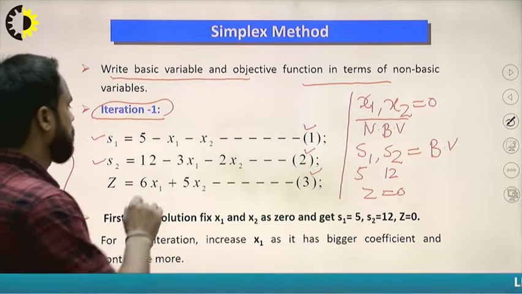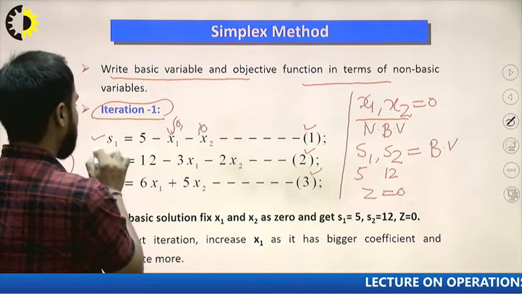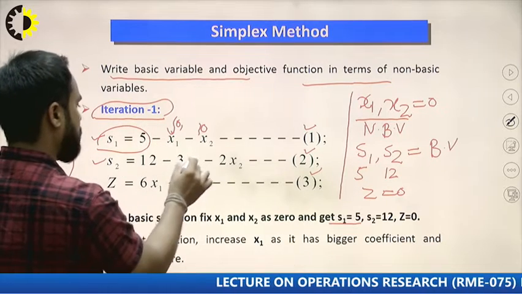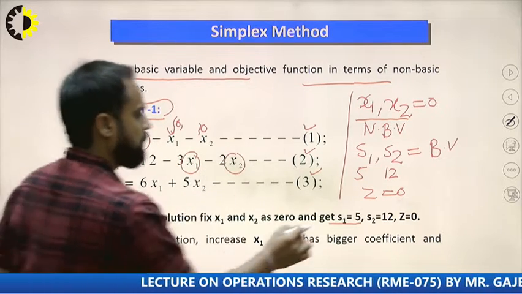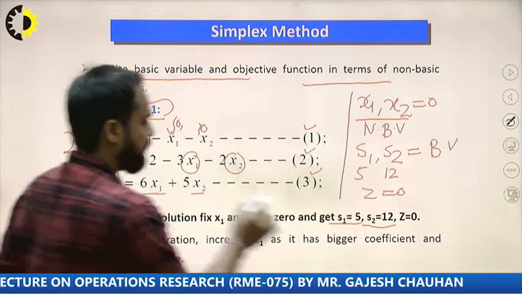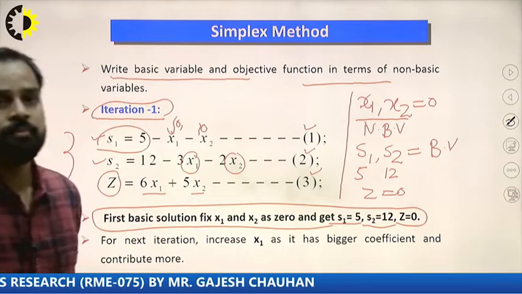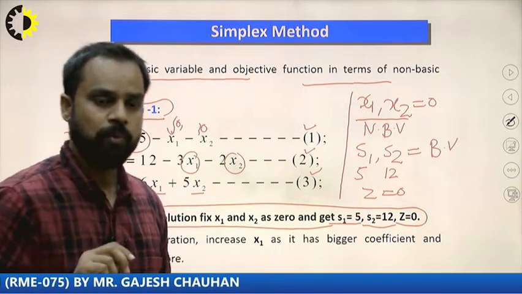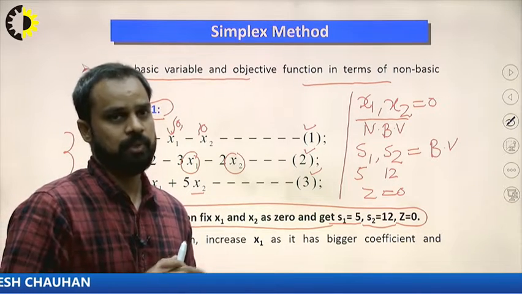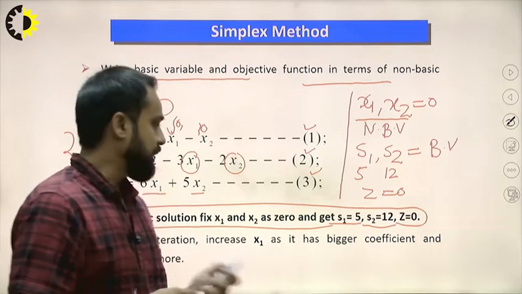Now, if I keep x1 equal to 0 and x2 equal to 0, s1 becomes 5. In the second equation, with x1 and x2 equal to 0, s2 becomes 12. If I put x1 and x2 as 0 in the objective function, z becomes 0. So that is the initial basic feasible solution. The first criterion to solve any simplex problem is to find the initial basic feasible solution, so that in further iterations we can improve that value. Here the z value is 0.